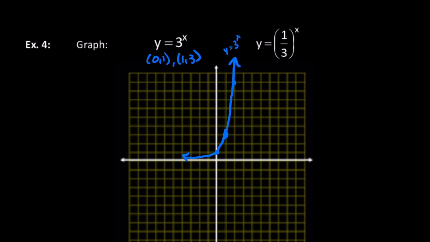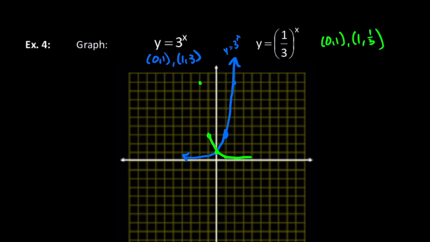What happens if your base is less than 1? This concept still applies. (0, 1), (1, base). Well, in this case, our base is 1/3. So let's see what happens. (0, 1), (1, 1/3). Huh. So it appears, and I bet if I put in a negative 1, you take the reciprocal, that becomes 3, that this is a reflection.